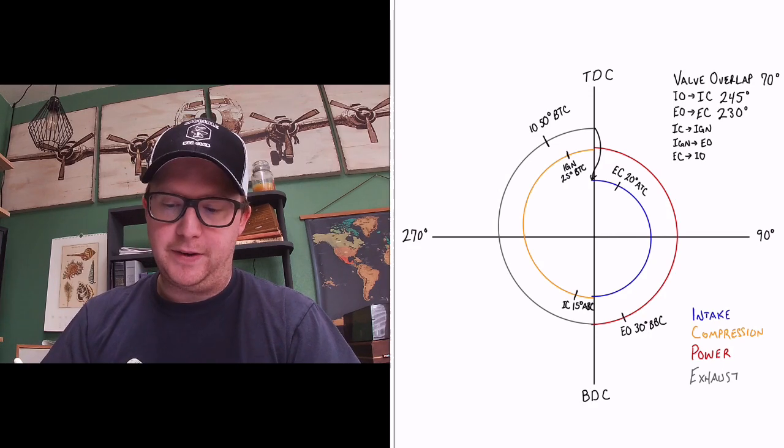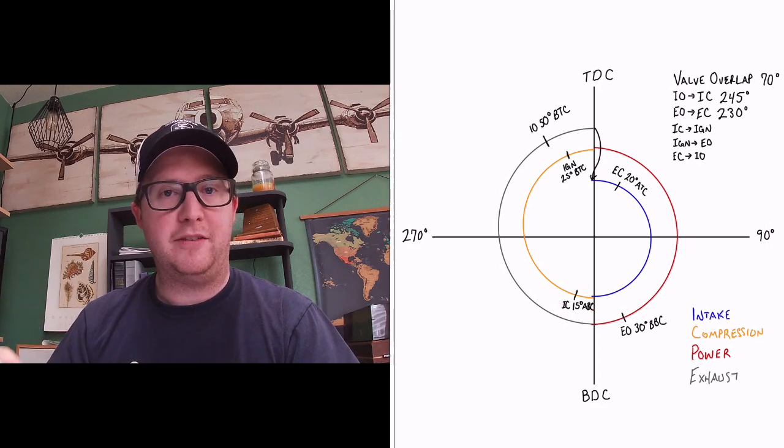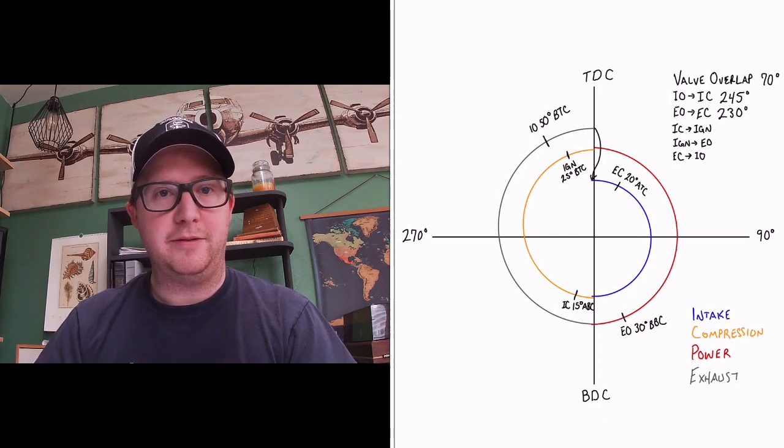Next, to figure out the distance between the two, we need to subtract the amount of degrees of travel from the intake closed off of that compression stroke.